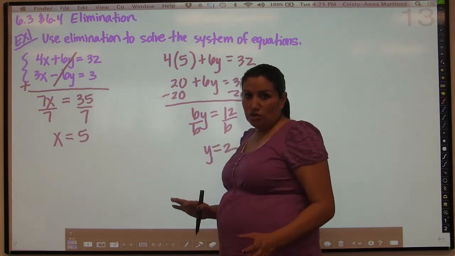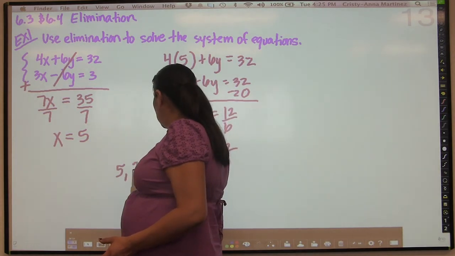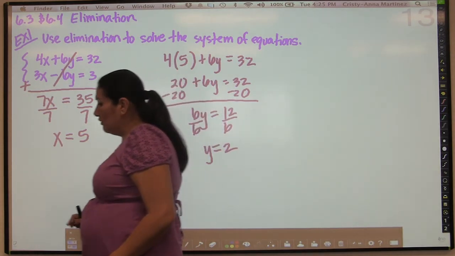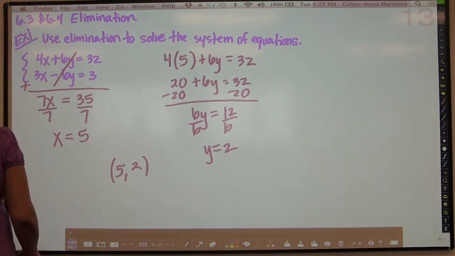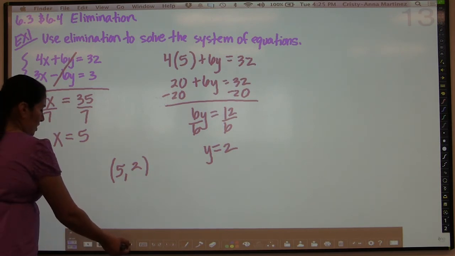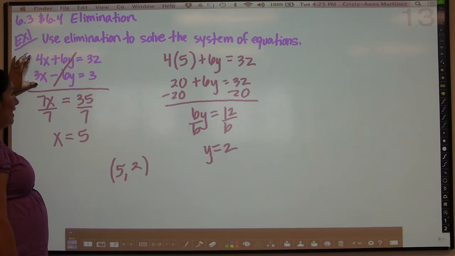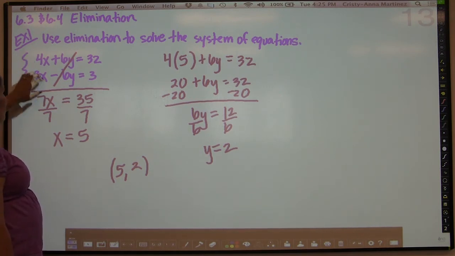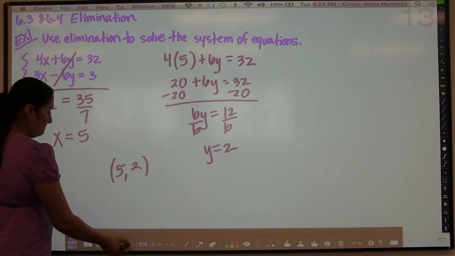We write our solution always as an ordered pair. X coordinate goes first, y coordinate goes second. So our solution for this system is the point, or the ordered pair, (5, 2). So again, this is an example where we don't have to do anything to the equations beforehand. We can just go ahead and add them together because they're already opposite coefficients.